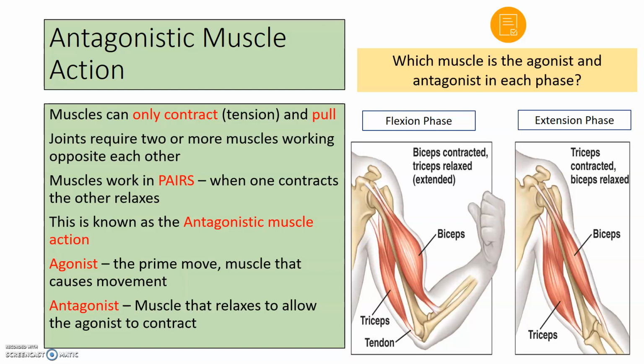So hopefully you've answered that question. Remember, when we're looking at that flexion phase, bringing our hand up towards our shoulder, that bicep curl, the bicep is the agonist, and the antagonist, the tricep, is relaxing. Then in the extension phase, it's a role reverse, so the tricep is now the agonist and the antagonist is now the bicep.